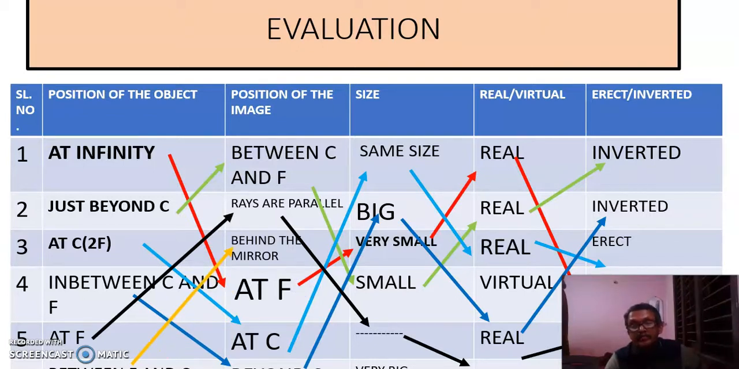When between F and P, behind the mirror: very big, virtual image and erect. This is the only case of erect. I think you're enjoying matching like this. So I think you are clear. So thank you one and all. We will meet in the next class.